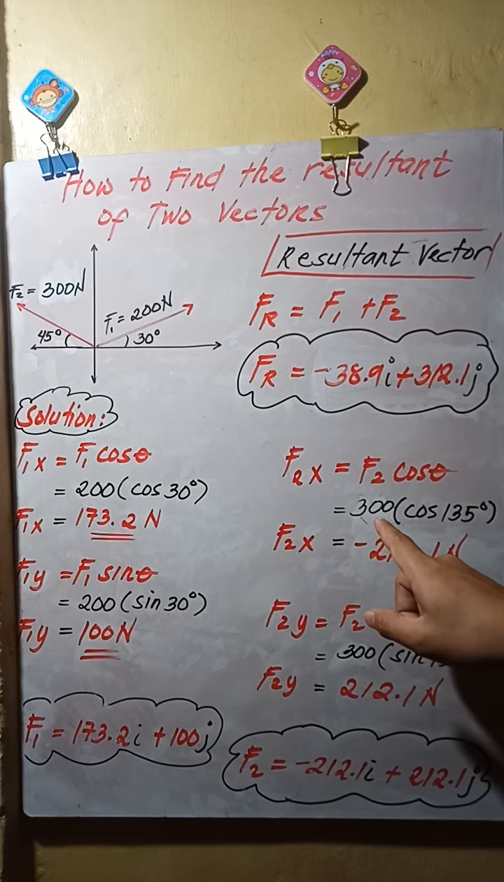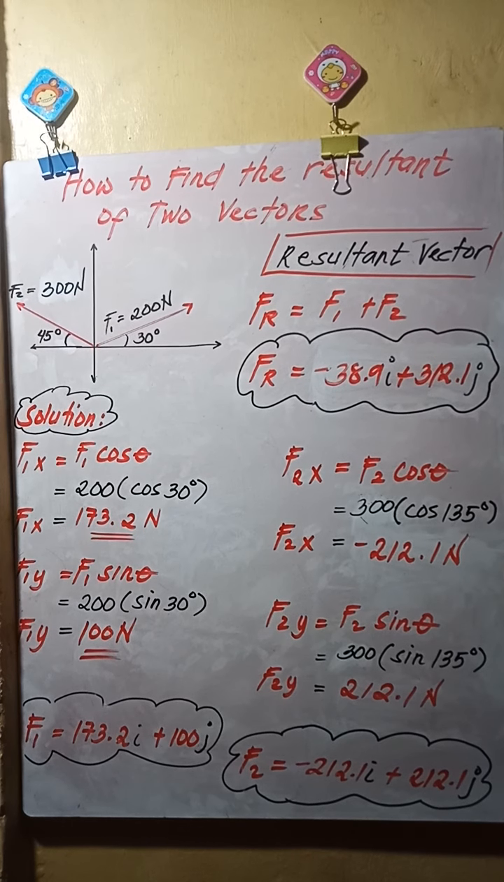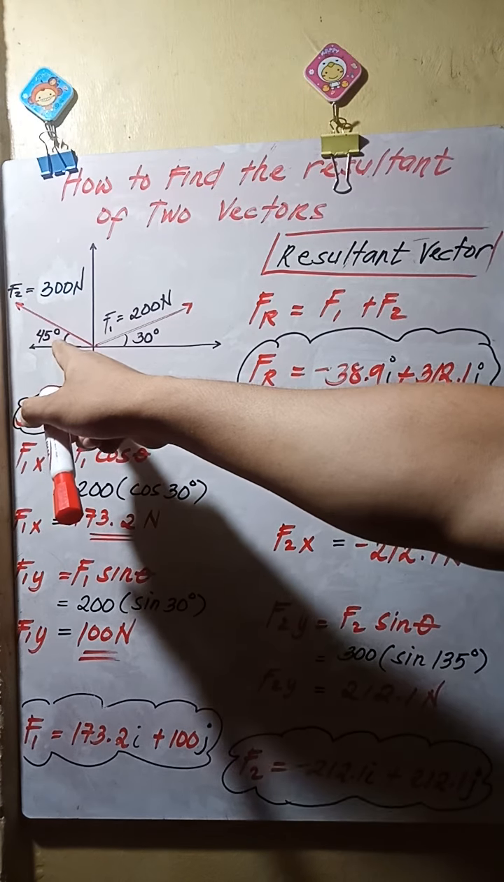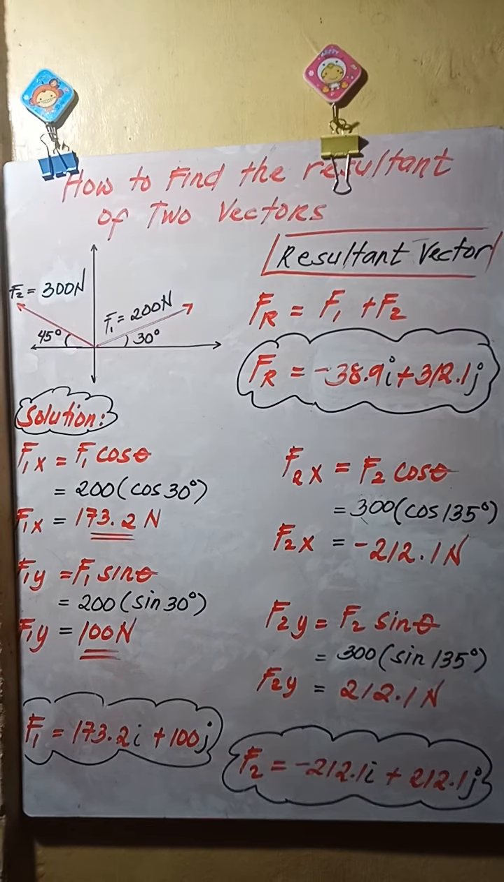So, 300, ilalagay ko dito, 300. And then, cosine of... Sir, meron po akong tanong, bakit po 135 degree? Isamantalang that is just 45 degree. Take note that yung 45 degree is just your reference angle.